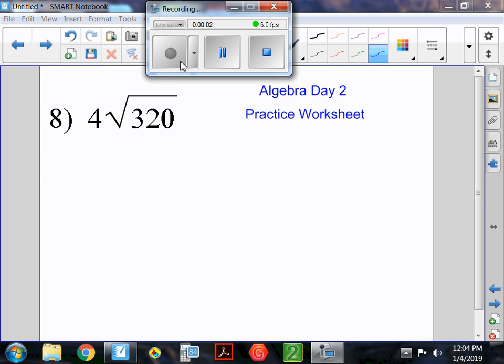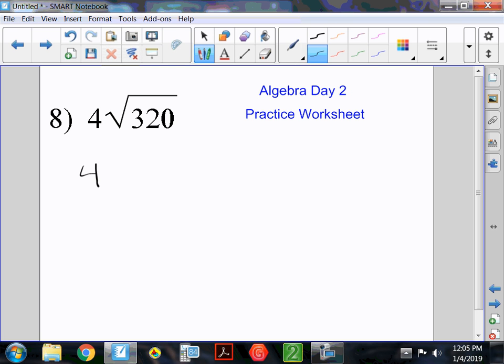Okay, this is the Algebra Day 2 practice worksheet for Unit 7. This is number 8, 4 times the square root of 320. So that's going to be 4 times 2 square roots multiplied together, because we're breaking 320 down into different factors. So 320 broken down into different factors.